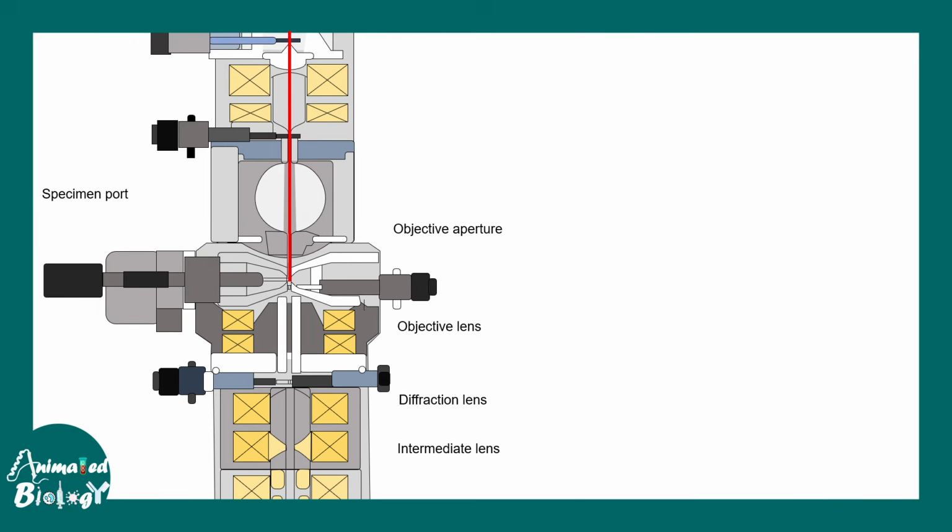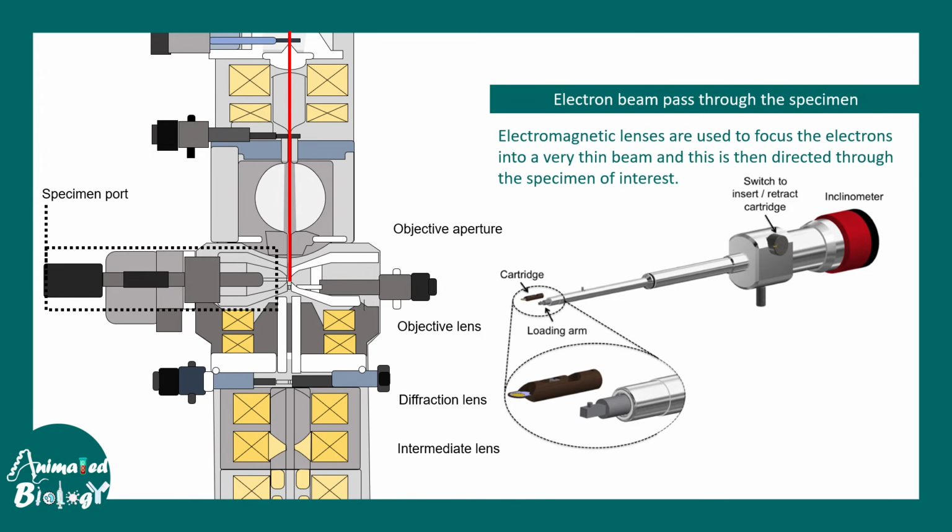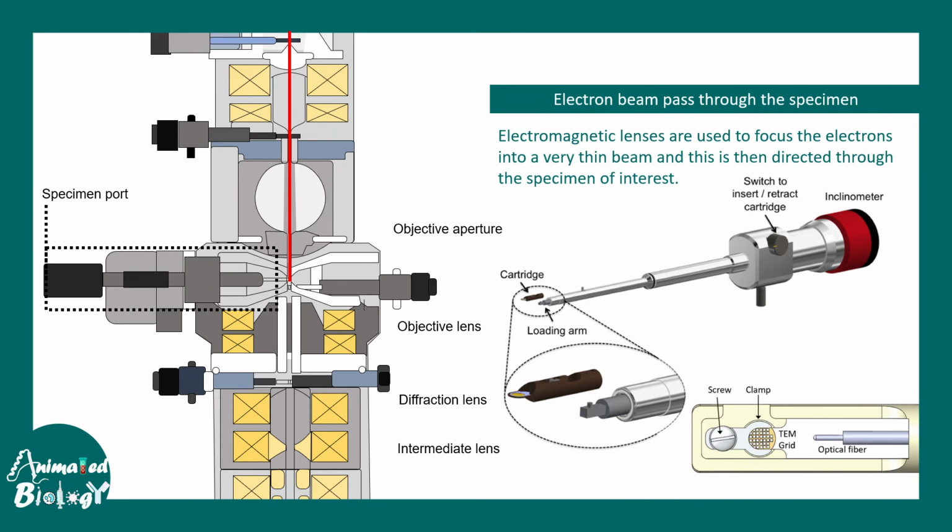Now it is passing through the objective aperture, and ultimately it is moving through this particular objective aperture and moving to the objective lens. Here is a higher magnification view of your specimen port, which can be rotated. Here is the cartridge, and on top of the cartridge, in a top view, you can see the grid, and a clamp is fixing the copper grid into its location.